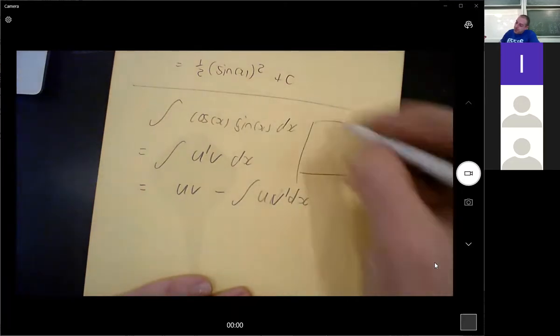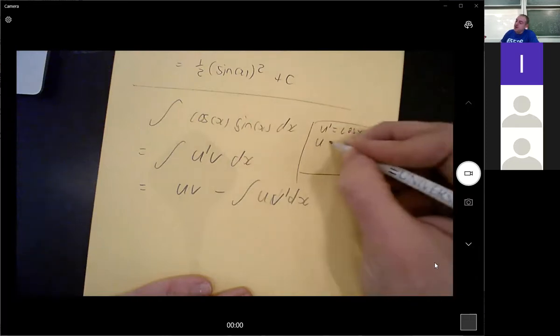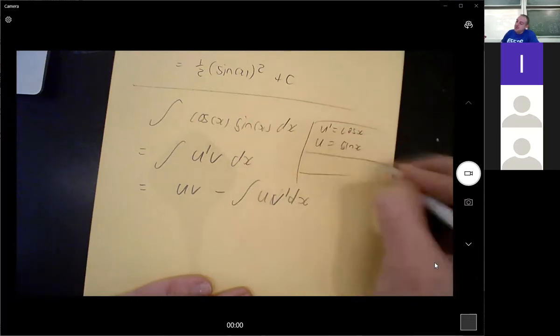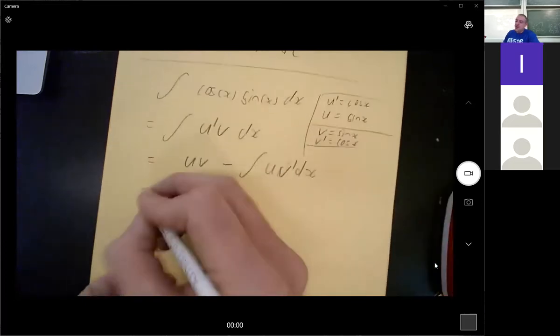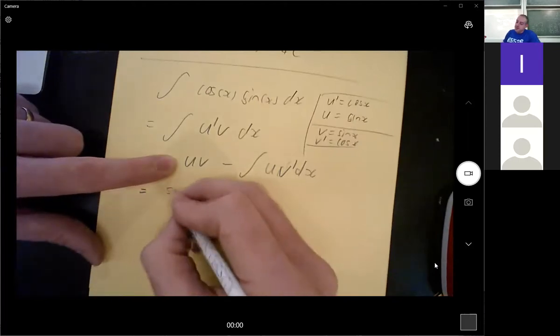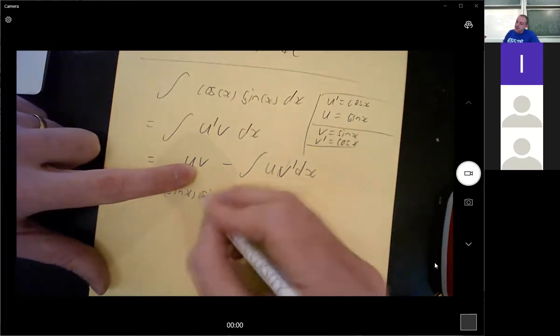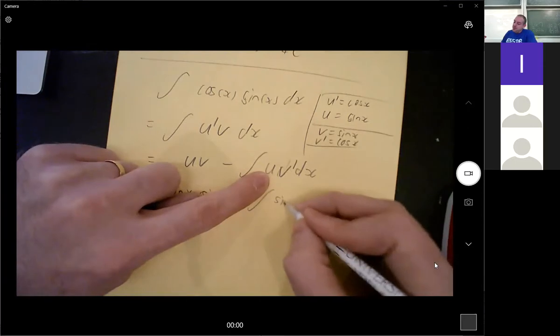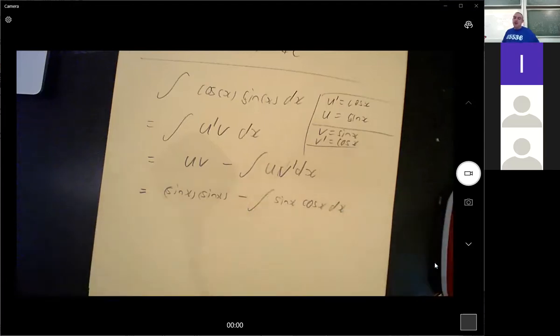So here's my rule. u was cos x, and I have to integrate it, and that would be sin x. v was sin x, and I differentiate, that would be cos x. And I'm going to get u is sin x, v is also sin x, minus u, which is sin x, and v dash is cos x. And I have very helpfully gotten back where I started.